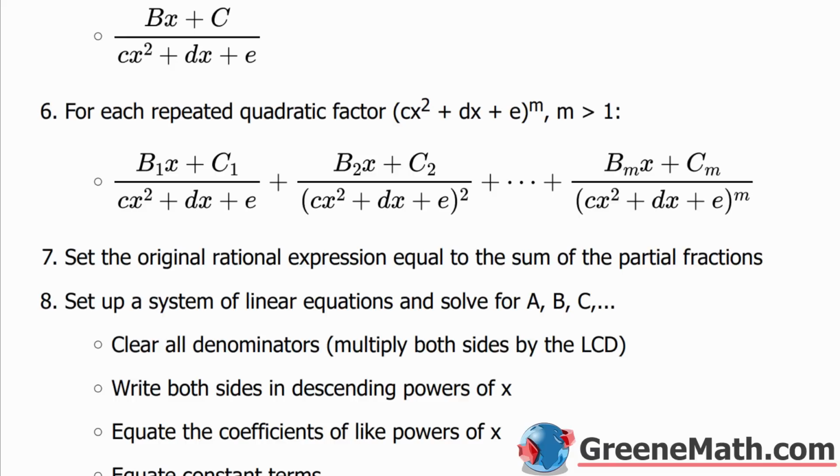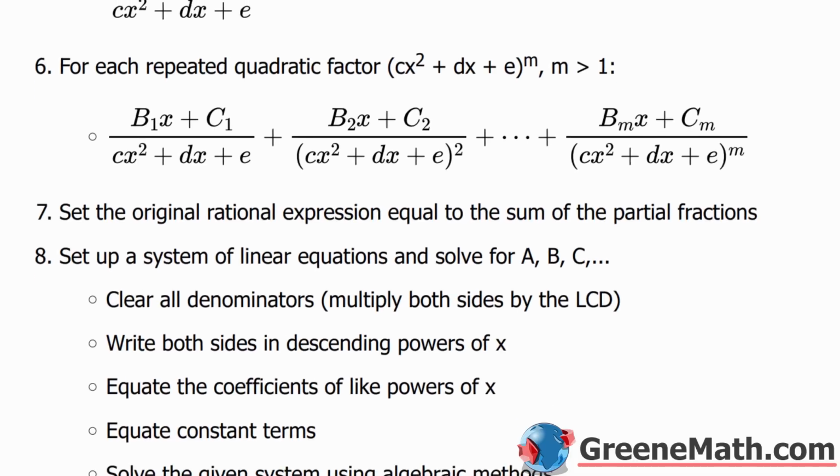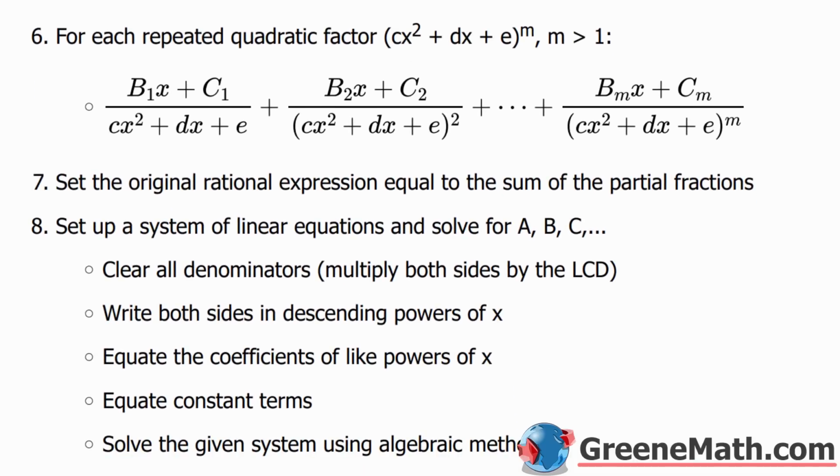The next thing you're going to do is set the original rational expression equal to the sum of the partial fractions. You're going to see that I'm going to do that as I'm setting up the problem. Also, if you had to do a polynomial long division first, when we say original rational expression, that's going to be the rational expression that was created from the polynomial long division when you took your remainder and put it over your divisor.